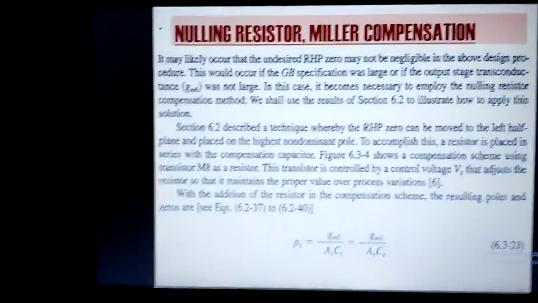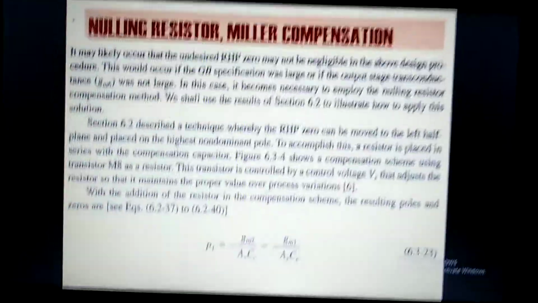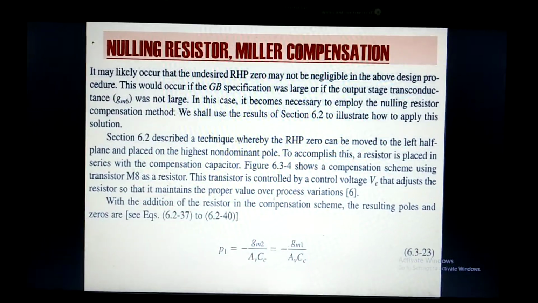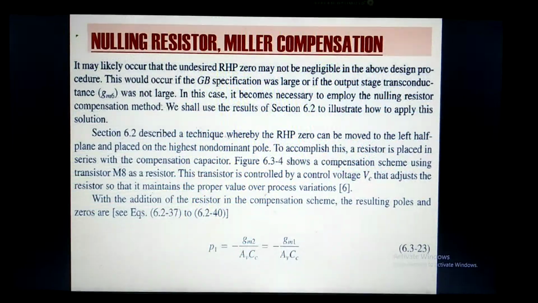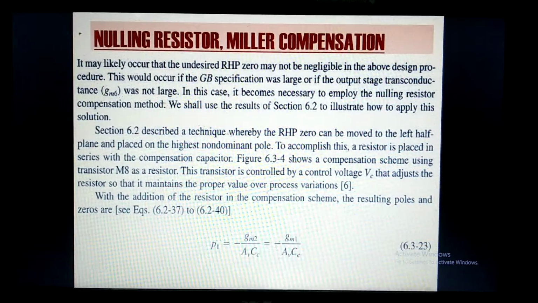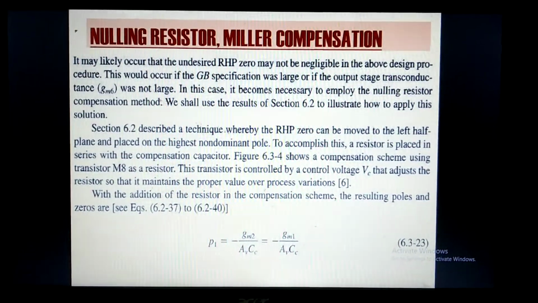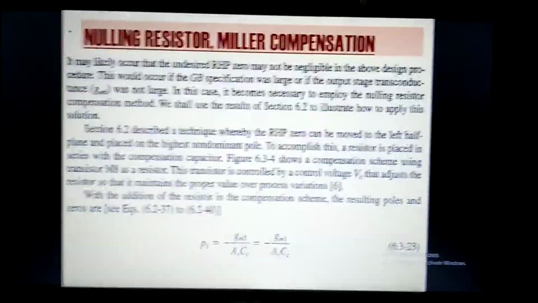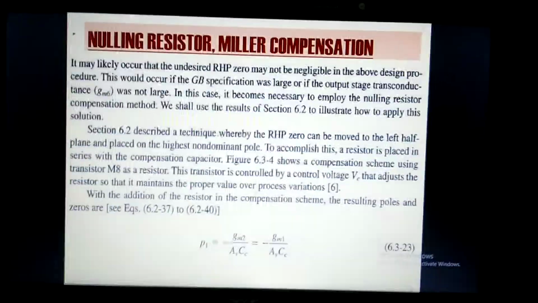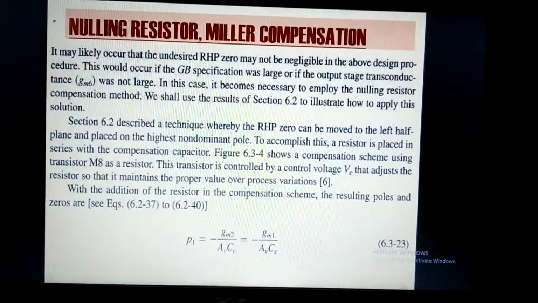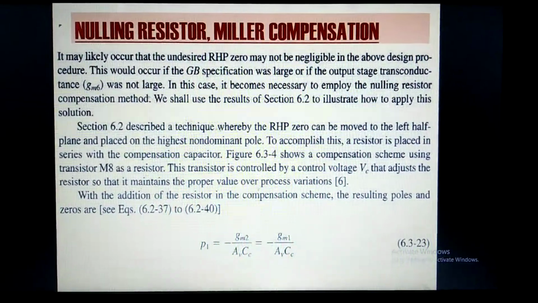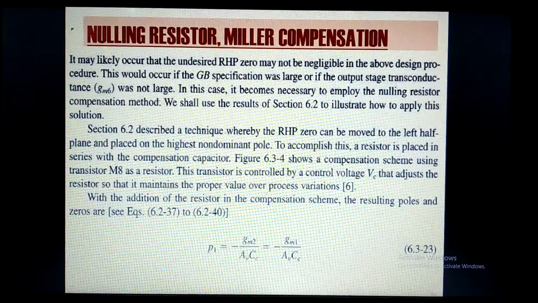It is likely that the undesired right half plane zero may not be negligible in the above design procedure, that means the design procedure of the op-amp. This should occur if the gain bandwidth specification was large, or if the output stage transconductance, that means gm6 of the second stage, is not very large. In this case, it becomes necessary to employ the Nulling Resistor compensation method.